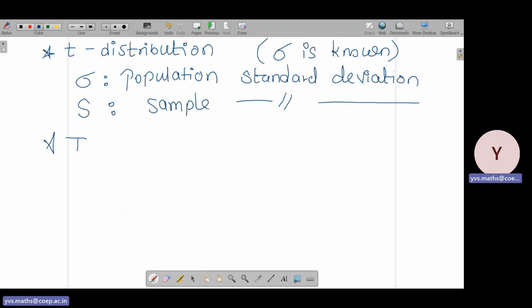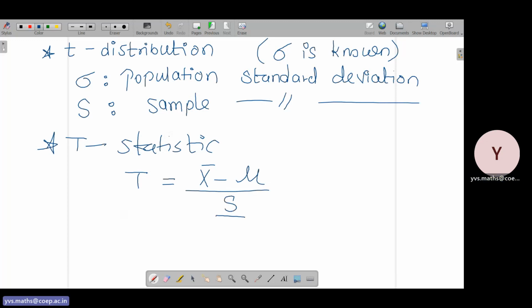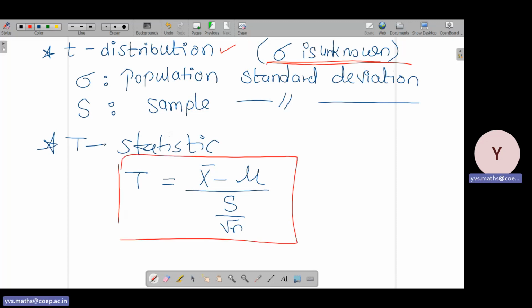So what is meant by the word statistic? A statistic is a function of random variables. The t statistic is defined as x bar minus mu upon s by root n. Let me just correct myself: if sigma is unknown, it is very important, then we will be using the t distribution. So how is the t statistic defined? It is x bar minus mu upon s by root n.